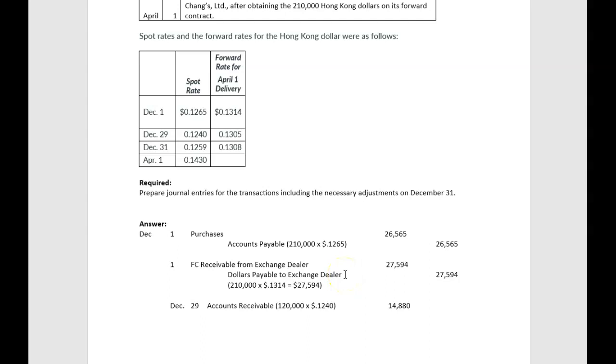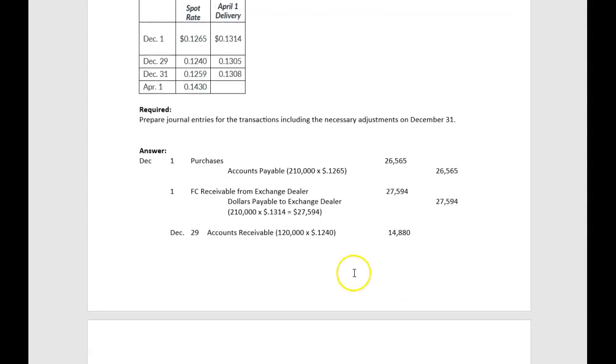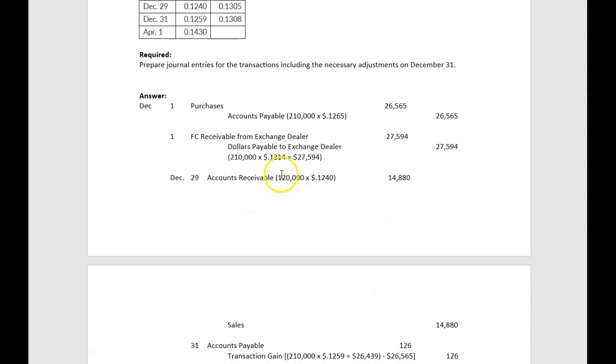April 1st. Right? On December 29th, there's an account receivable for 120,000 Hong Kong dollars. The rate, if you look up in the table, the spot rate is 0.1240. So that's where the 14,880 comes from. There's no type of hedging going on with this.